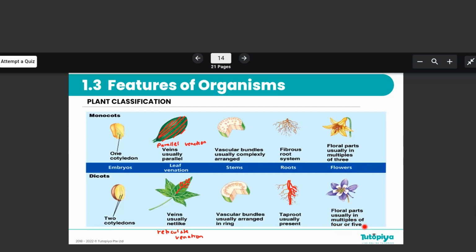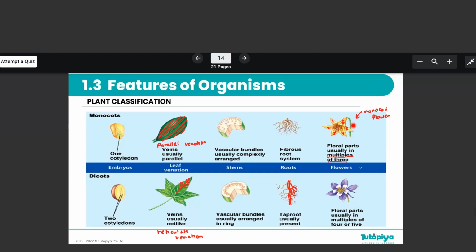Let's take a look. Now, given here is a monocot flower, and we're going to analyze this monocot flower a bit more closely. If you study this monocot flower, you can see that this particular flower has 6 petals on it. So there are 6 floral parts, and 6 is of course a multiple of 3. So all monocot flowers, if you take a look at their floral parts, they exist in multiples of 3.